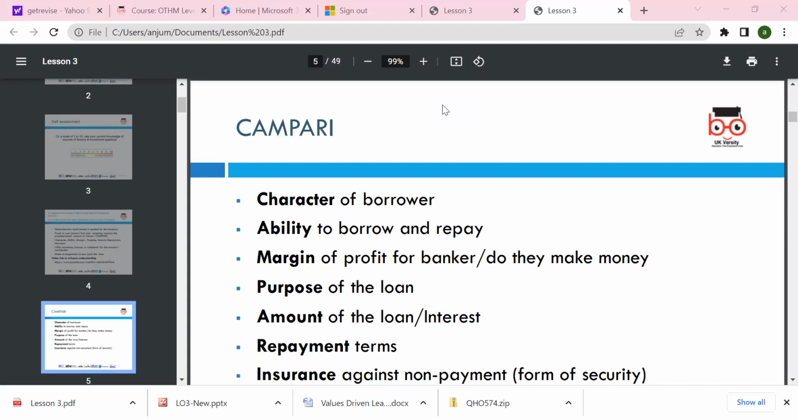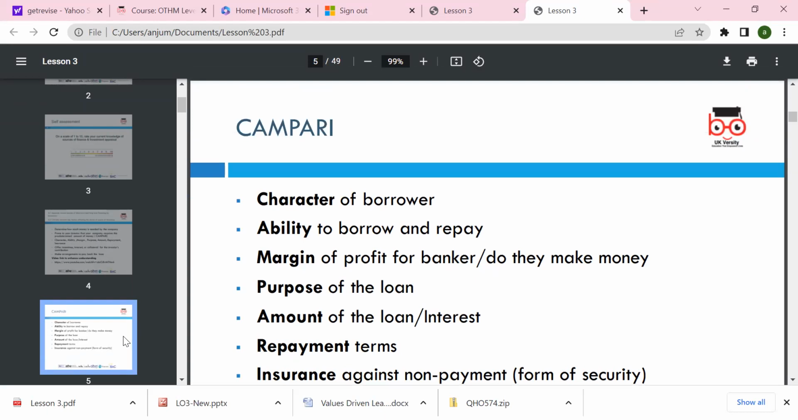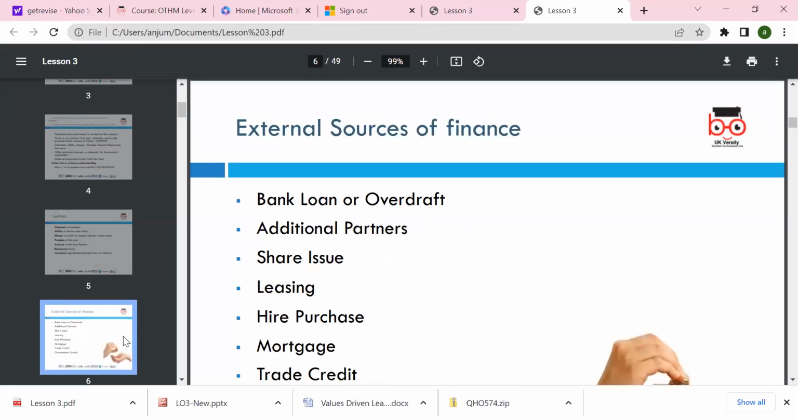The purpose of the loan: is it a study loan, or do you want to borrow money to buy a car? The amount of the loan and interest, and the repayment term: how often you have to repay and how long it will take. And insurance: in case you can't afford it, what will happen? We can buy PPI, payment protection insurance, which is crucial.